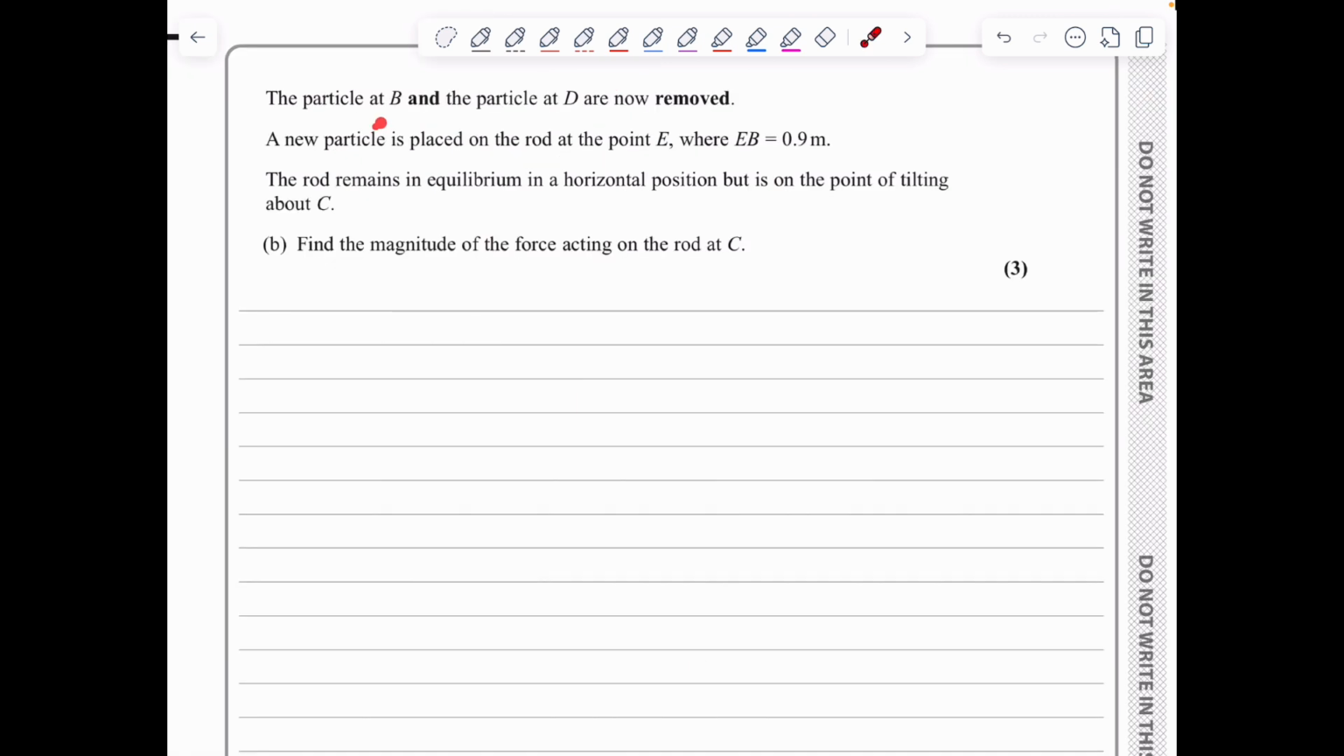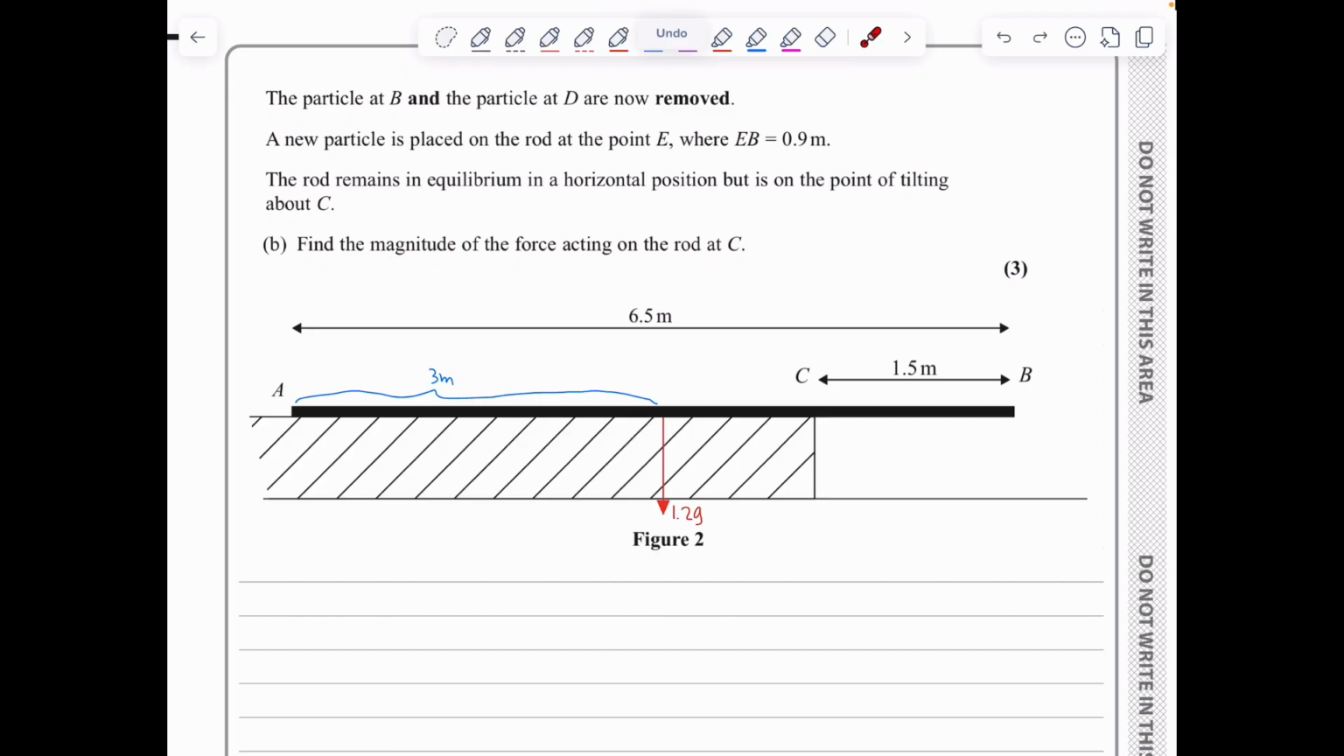The particle at B and the particle at D are now removed, and a new particle is placed on the rod at the point E, where EB is 0.9 meters. Now the rod remains in equilibrium in a horizontal position, but is on the point of tilting about C, and we need to determine the magnitude of the force acting on the rod at C. So this is the diagram we had up to now.